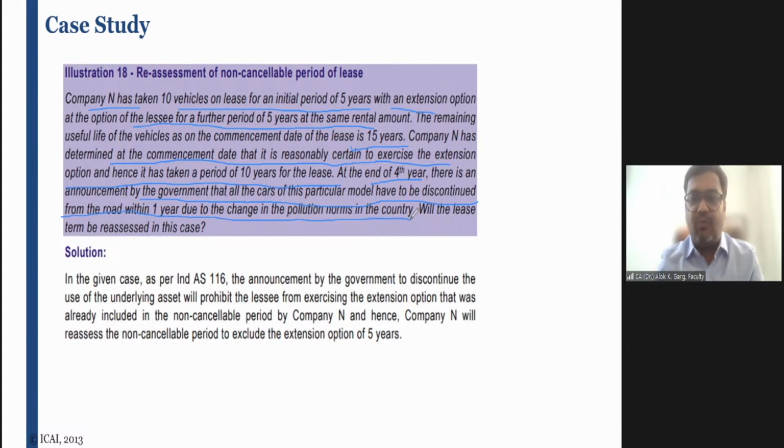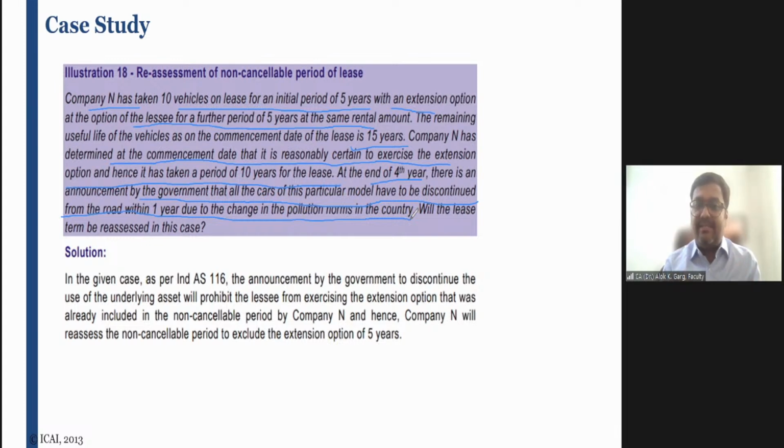You must have heard about BS4, BS6 vehicles, right? Like in Delhi, BS4 vehicles are not allowed to be operated, for example. So when this lease was started, the life of the asset was 15 years, the initial original lease period was 5 years, and the renewal option was 10 years. And the lessee was reasonably certain that I will use this car for the lifetime, meaning I will avail the renewal period also. But when 4 years was completed, the government came up with an announcement, and the government told that you cannot use this car on the roads after the next 1 year.